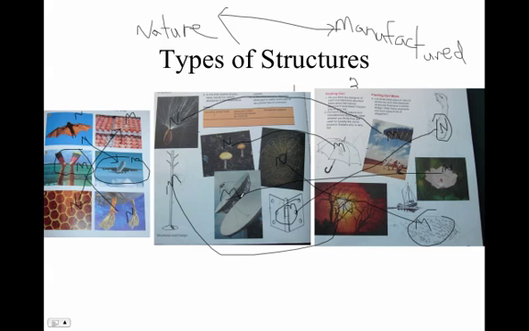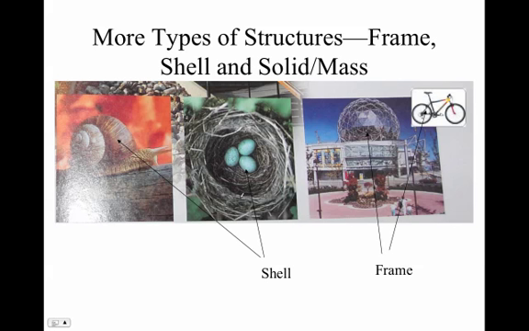A second way that we can group and categorize structures has to do with these categories. Structures might be put into three other categories. Some are frame, some are shell, which means they're hollow inside, and some are mass structures or solid. So here are some examples of two shell structures.